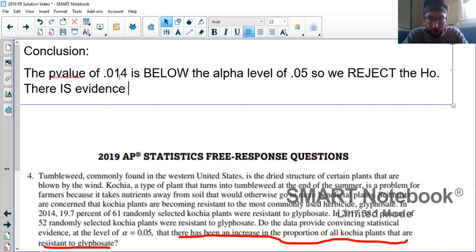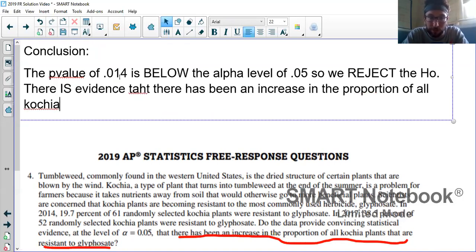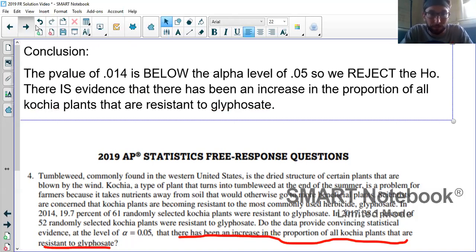There is evidence that there has been an increase in the proportion of all cochea plants that are resistant to glyphosate. Ignore the typos, I'm rushing here. That's it. You know that's perfect, but let's look at the rubric anyways. All right, there we go.